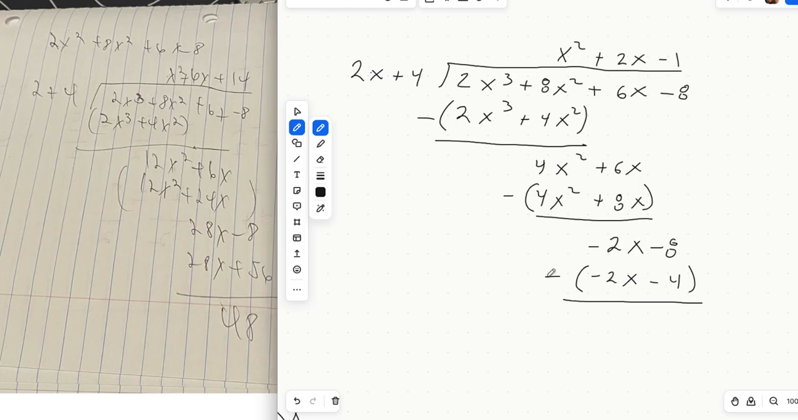And here, negative 2 minus the negative 2, that would be negative 2 plus 2, so those do cancel. That's where we want to match the sign. And then 8 minus negative 4 is really negative 8 plus 4, so that would be a negative 4 left there. So then minus 4 over 2x.